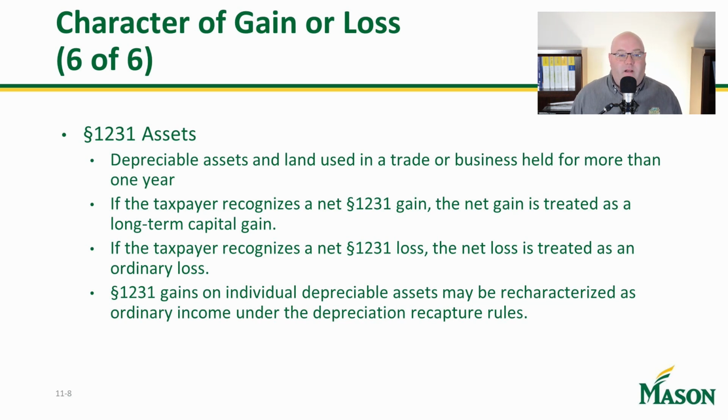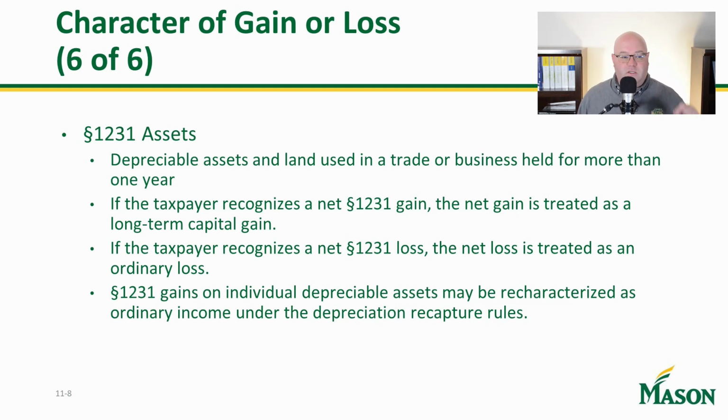If a taxpayer recognizes a net 1231 gain, it is taxed as a long-term capital gain. If it's a loss, it is treated as ordinary loss. 1231 used to be what I would call, and actually I think still is, the best of both worlds. If you have a gain, long-term capital gain. If I have a loss, I have an ordinary loss that I can take against my ordinary income. It's going to be something that I'm going to have as a major benefit.